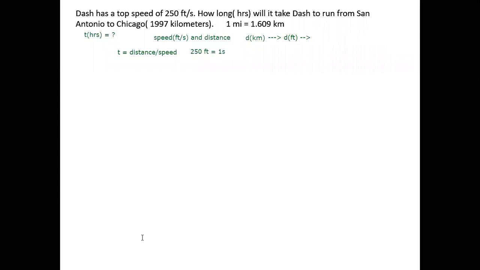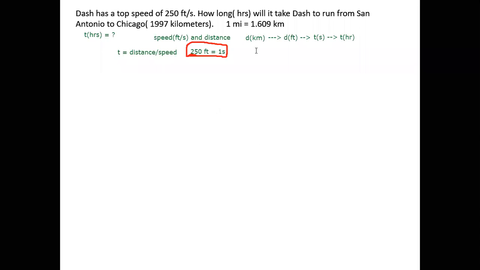Now once we have it in feet, we can use this conversion factor here. Let me highlight it. To convert it to time. So this 250 feet equals 1 second is how we're going to go from distance to time. So once we have the distance in feet, we can get the time in seconds. And once we have time in seconds, we can get the time in hours. So again, this is our link between distance and time, this 250 feet equals 1 second.